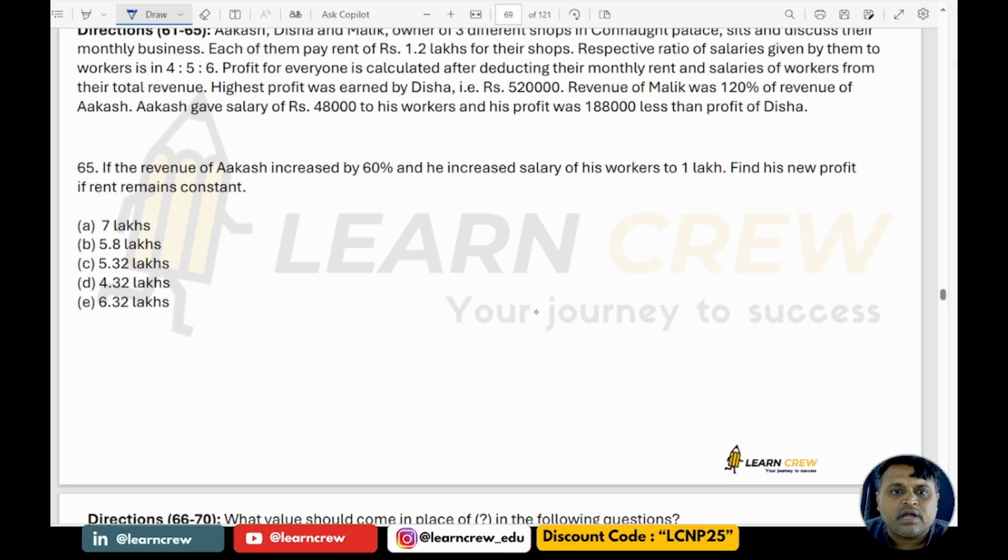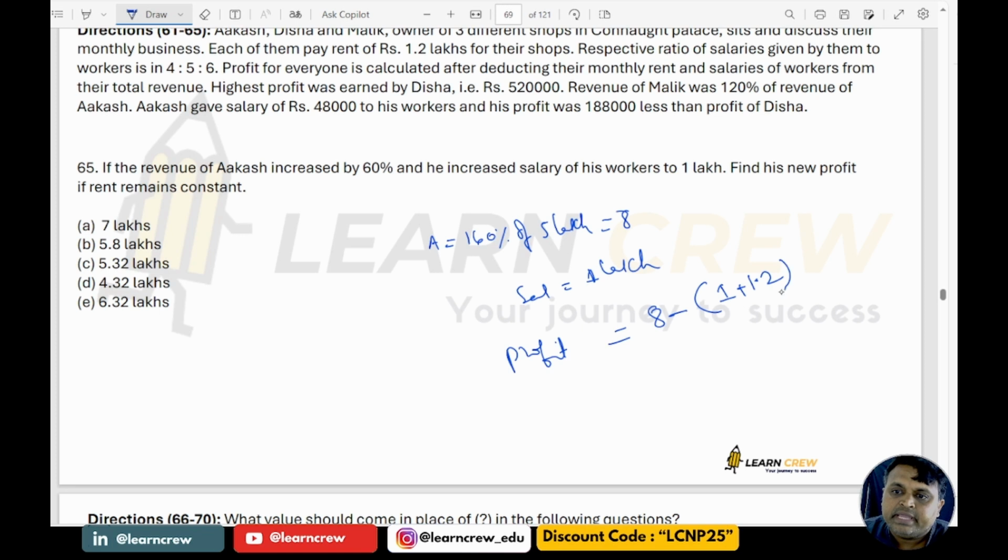Now 65. If the revenue of Akash is increased by 60%. Akash is 5 lakh. 160% of 5 lakhs is 8 lakhs. And he increased the salary of his workers to 1 lakh. Now his profit. Profit would be how much? 8 lakhs minus salary and rent. 8 minus 2.2 is 5.8 lakhs. So the answer is option B.